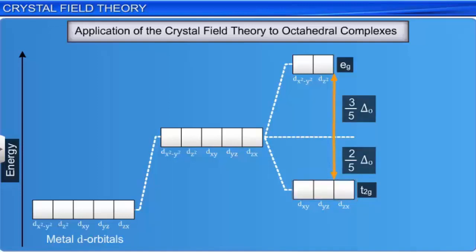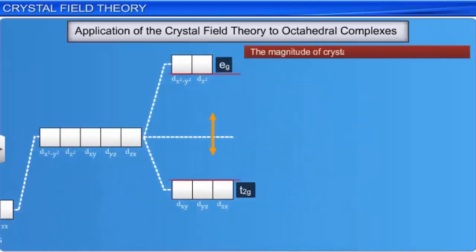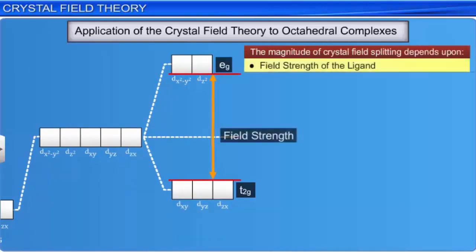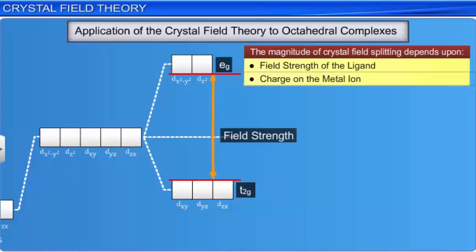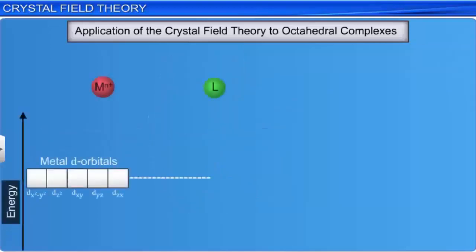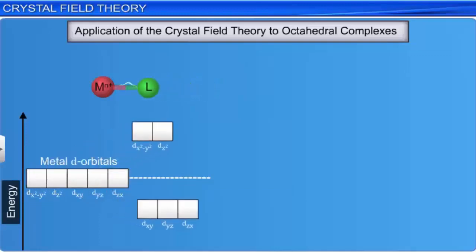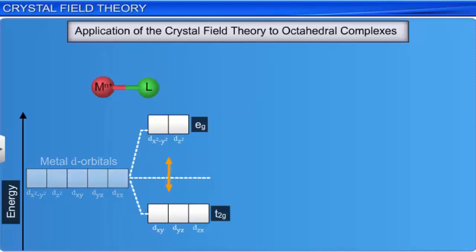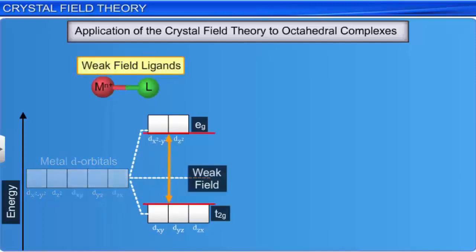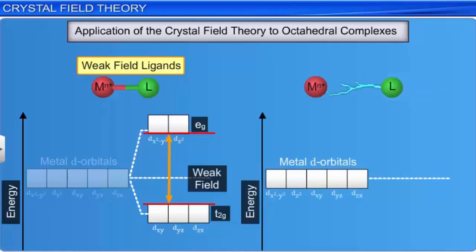The magnitude of crystal field splitting depends upon the field strength of the ligand and the charge on the metal ion. Ligands that cause only a small degree of crystal field splitting are termed weak field ligands, while ligands that cause a large splitting are called strong field ligands.